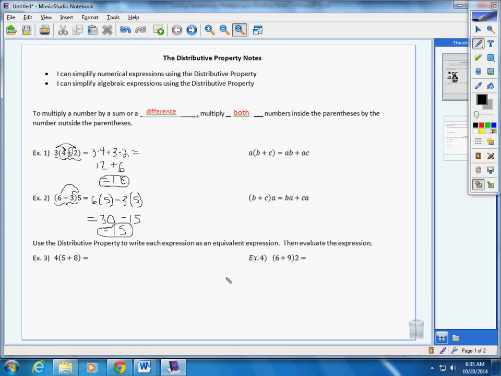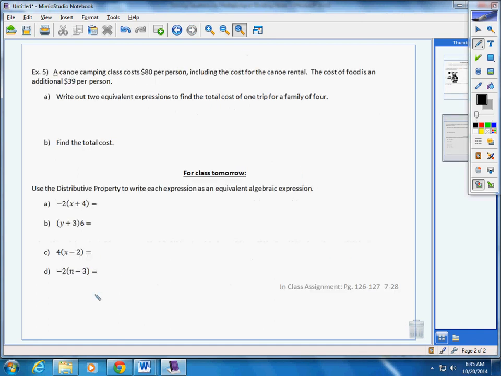So let's do 2 more practice problems before we move on here. It says use the distributive property to write each expression as an equivalent expression.